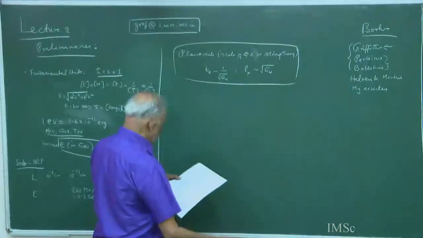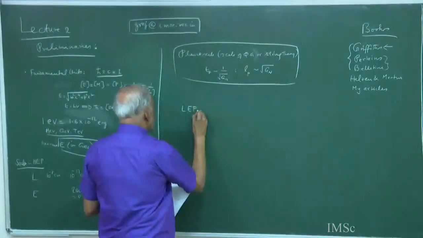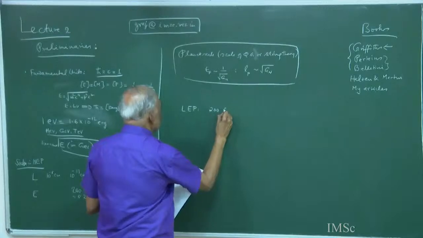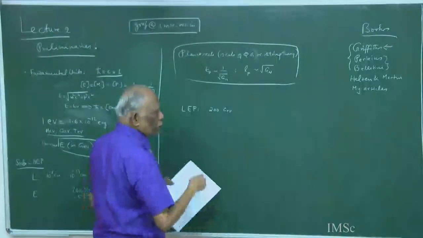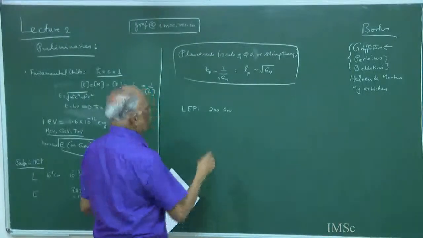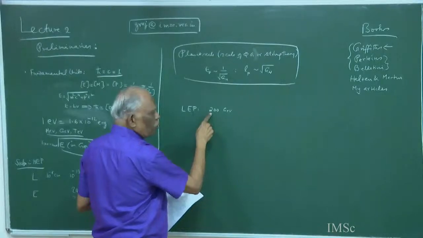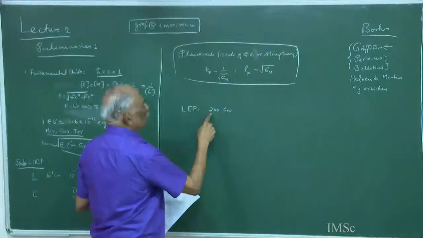So let me start with LEP, the Large Electron Positron Collider at CERN, which had 200 GeV ultimately. 100 GeV electron, 100 GeV positron going in circling and colliding. And that is what made the study of electroweak physics, especially the properties of Z boson, very convenient.